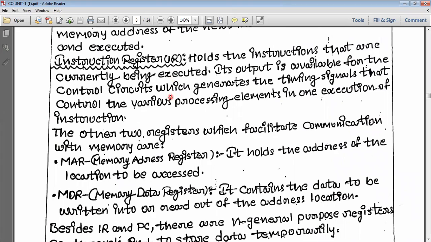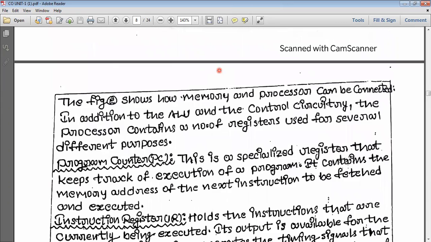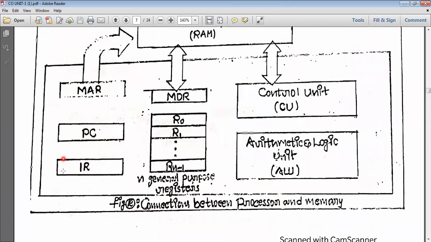It contains the data to be written into or read out of the address location. See here, IR means the presently executing instruction will be stored. PC means what is the next instruction? That instruction memory location will be stored in PC.